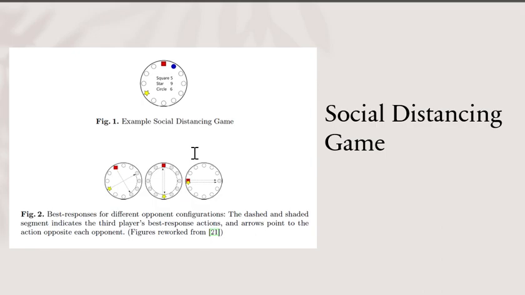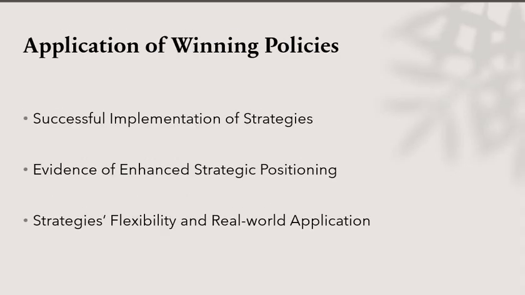So moving on to the application of winning policies. So here the winning policies once theoretical constructs were successfully implemented in the social distance game, turning theory into action. This application demonstrated the strategies' adaptability and precision in achieving desired outcome. The implementation led to significantly enhanced strategic positioning for the agent, showcasing the winning policy's effectiveness. These results were not accidental, but the product of the meticulous planning and strategic foresight embedded in the framework.